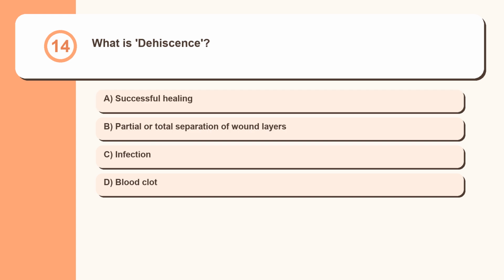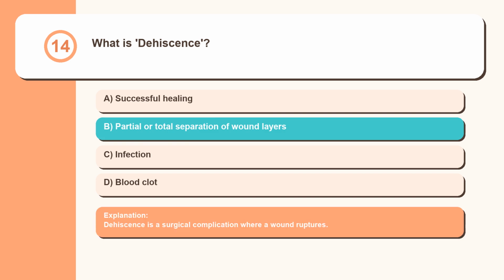Question 14. What is dehiscence? Successful healing, partial or total separation of wound layers, infection, blood clot. Dehiscence is a surgical complication where a wound ruptures.